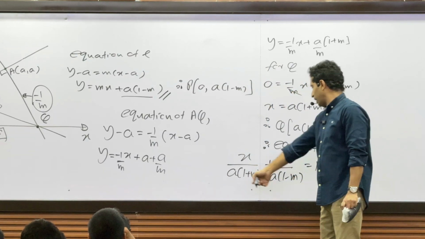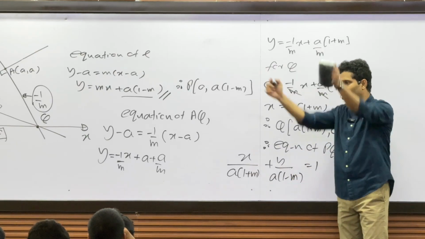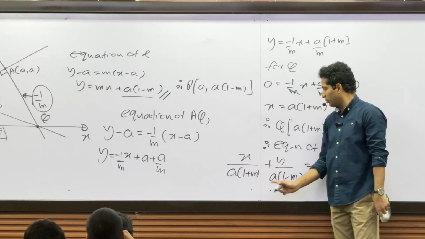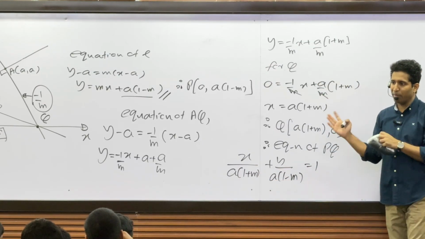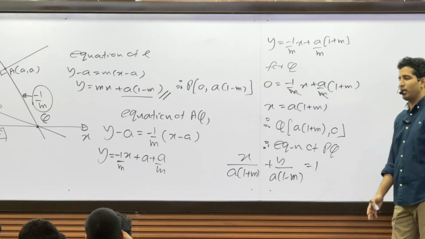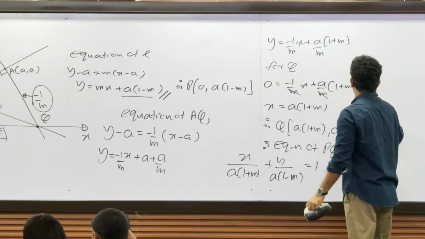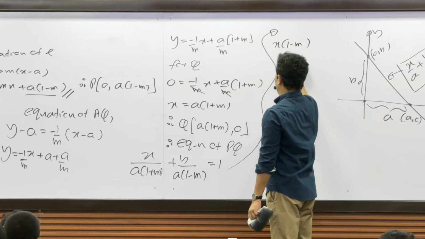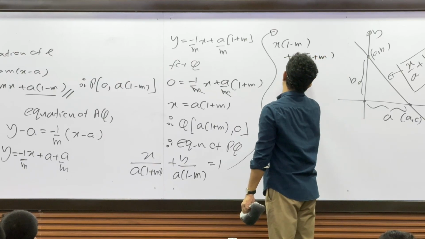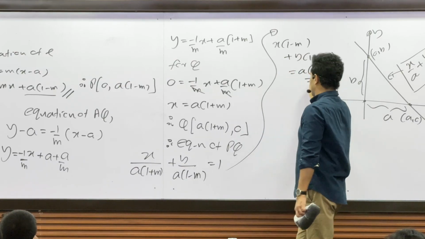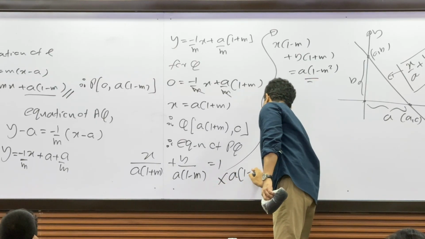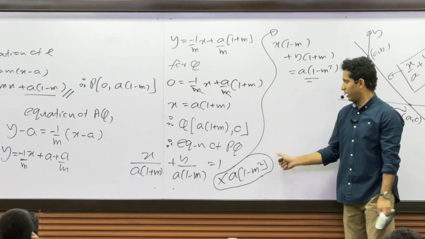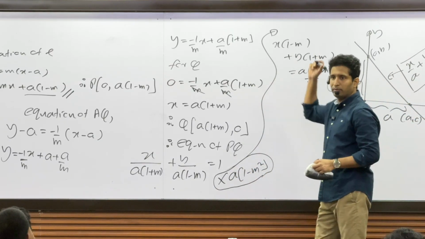Here you can see this is a times 1 plus m, and a times 1 minus m. You can multiply by a times 1 minus m squared, because 1 minus m squared factorizes into 1 plus m and 1 minus m. Multiply the entire equation by a times 1 minus m squared, then you will get the answer. Now here x times 1 minus m plus y times 1 plus m equals a times 1 minus m squared. Who got this one correct? Okay, very good.